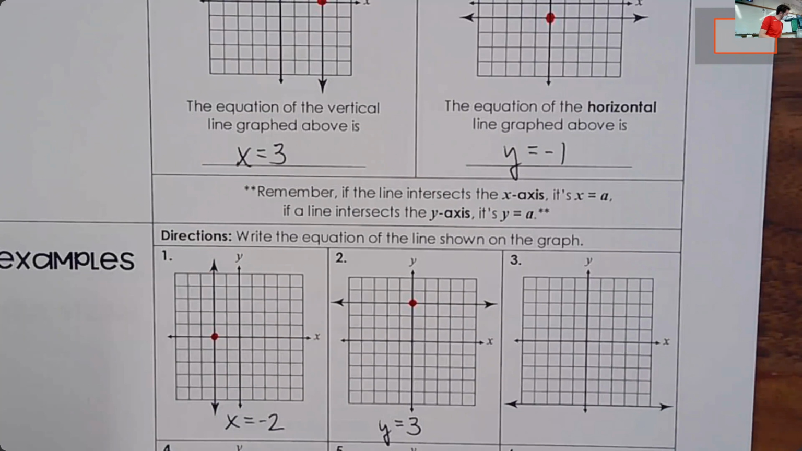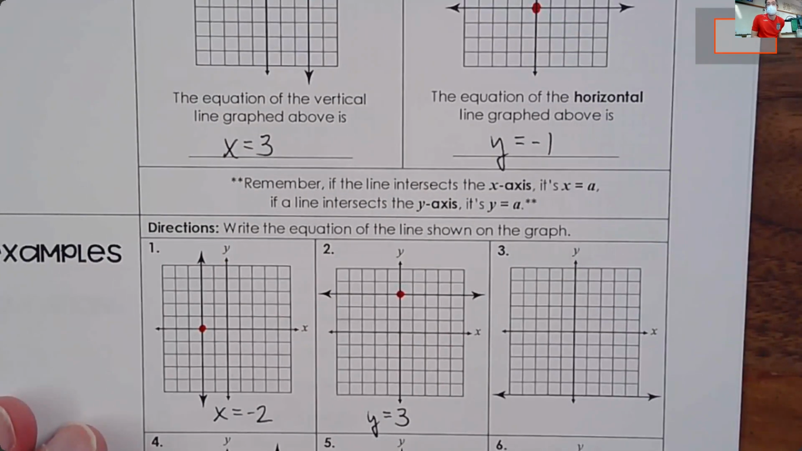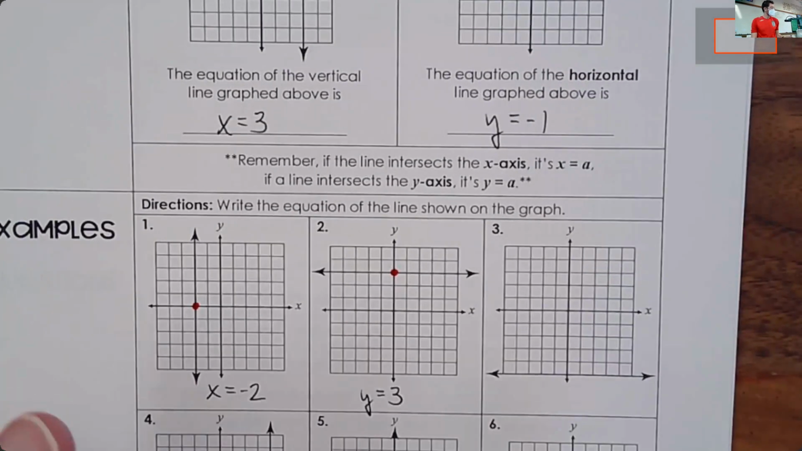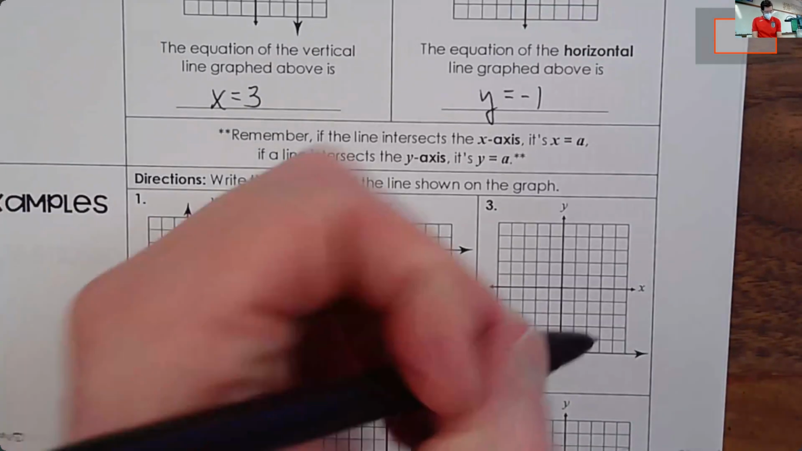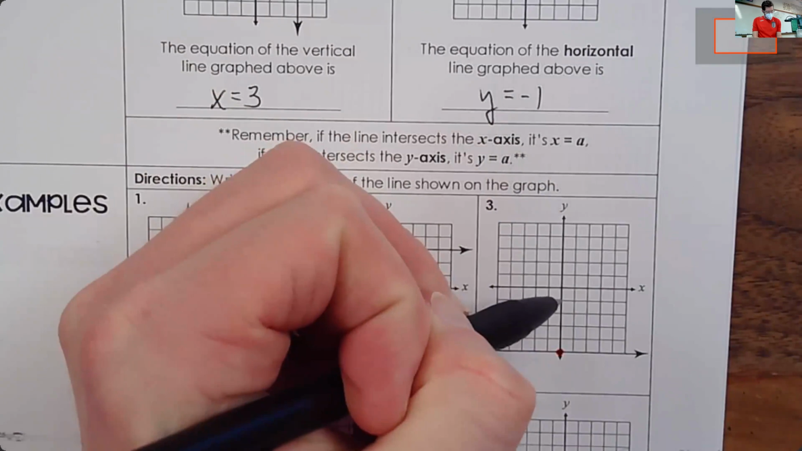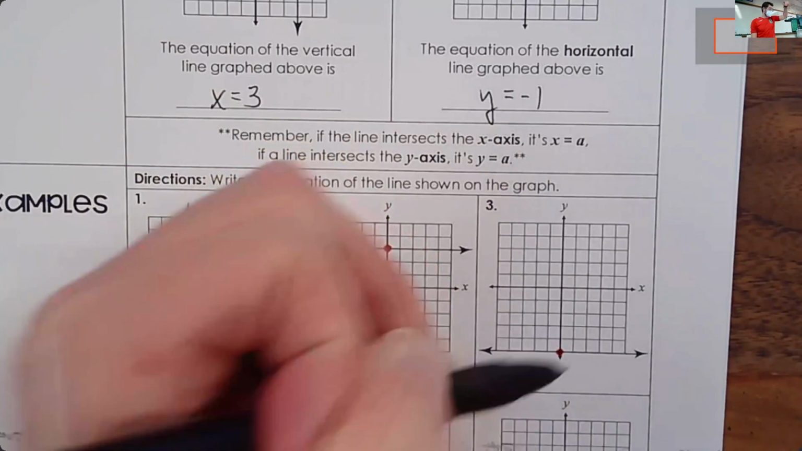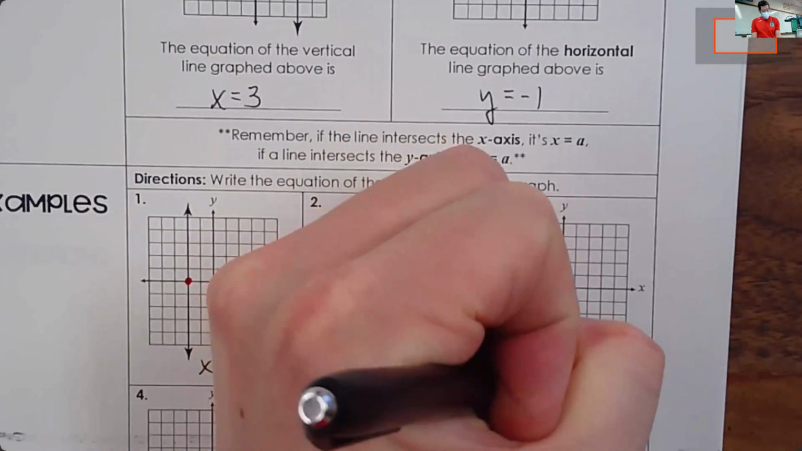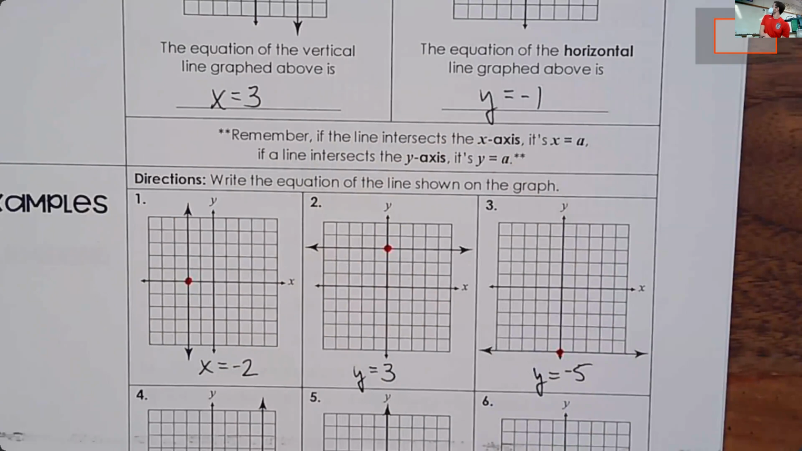All right, so first person, Gwen, what do you have for number 3? What is it? Y equals -5. Nice. So on number 3, we have a y-intercept right down here. And that is at 1, 2, 3, 4, 5 down from the middle of the graph. So that's -5 on the y-axis. And because it's the y-axis, it's a y equals, and that number is -5. Excellent work. So number 3, y equals -5.